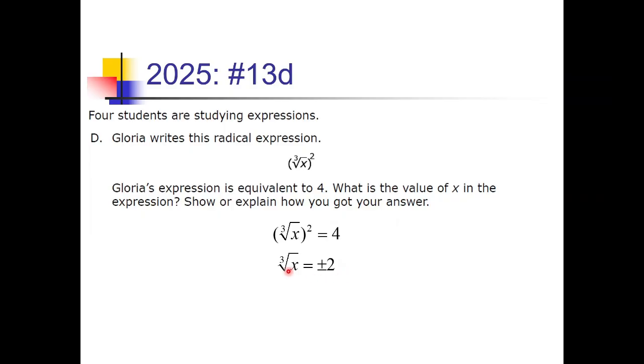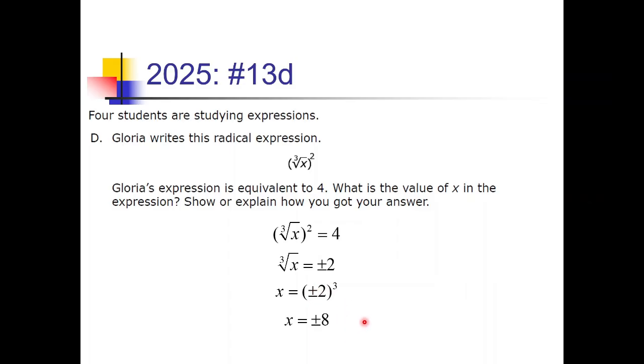Next up, to get rid of the cube root, I have to raise both sides to the 3rd power. So I've got x equals, and then both positive and negative 2 being raised to the third power. Since an odd exponent keeps the sign of the original, I end up with both a positive and negative answer, plus or minus 8.